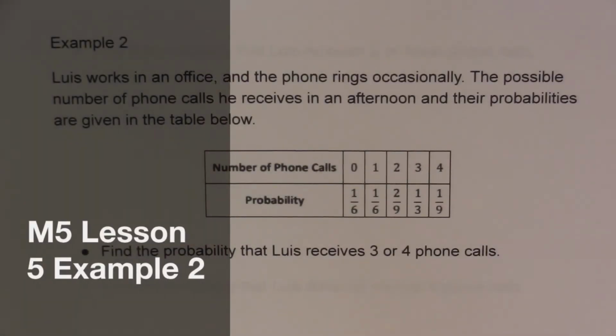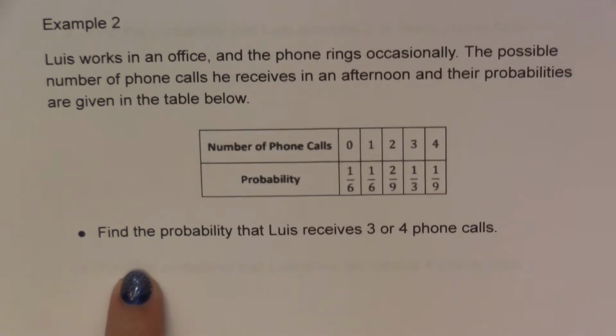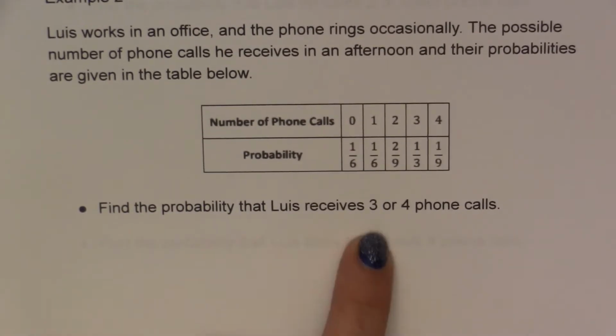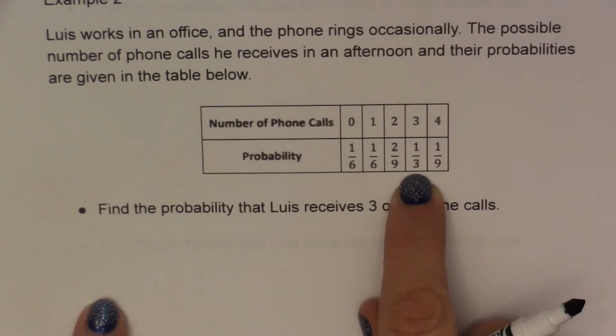Example 2. Luis works in an office and the phone rings occasionally. The possible number of phone calls he receives in an afternoon and their probabilities are given in the table below. So this time our probabilities are not given to us in decimal form, but given to us in fractional form. All right, so our first question says to find the probability that Luis receives 3 or 4 phone calls. So if we look, we're looking at 3 and 4.